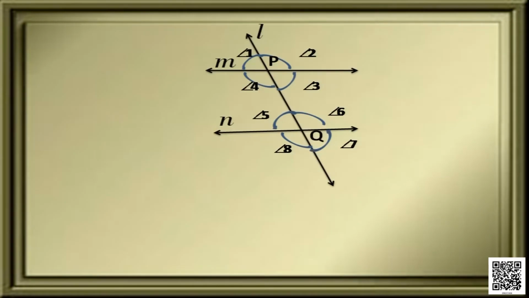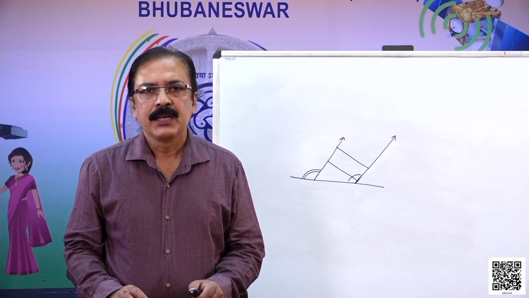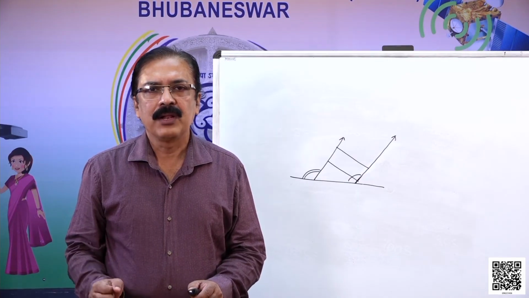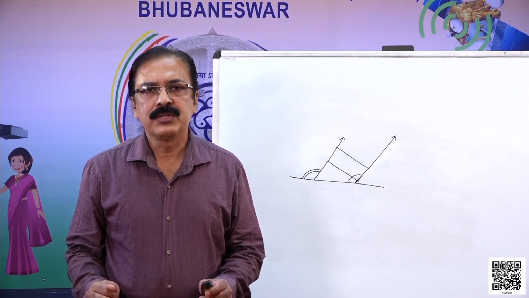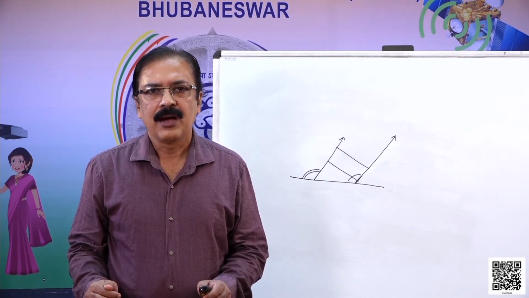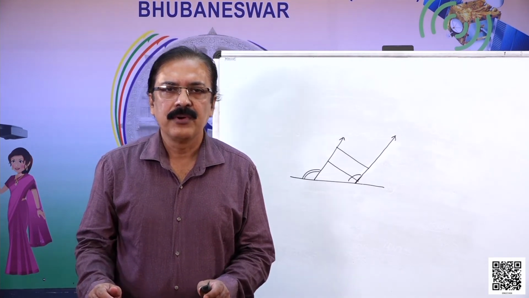So we can write the converse of this axiom as: if a transversal intersects two lines such that a pair of corresponding angles is equal, then the two lines are parallel to each other. Further, when we discuss the theorems, we have to use these axioms to prove those theorems. Let's come to a theorem.